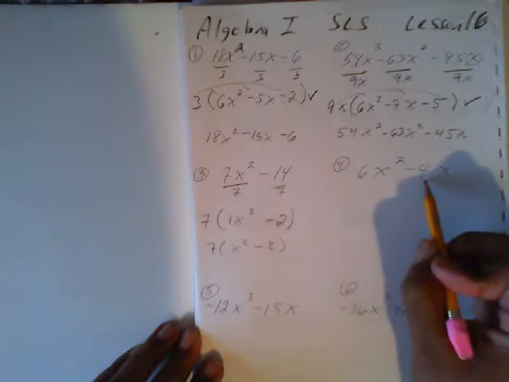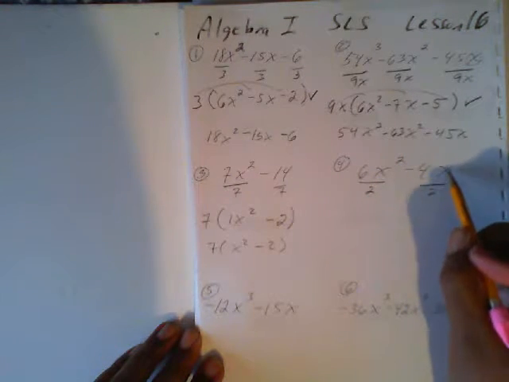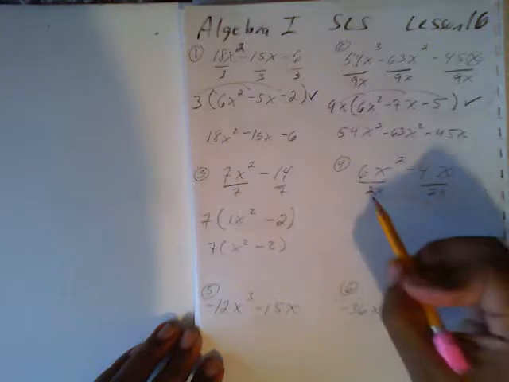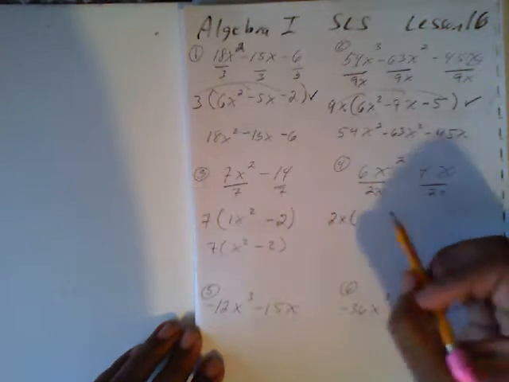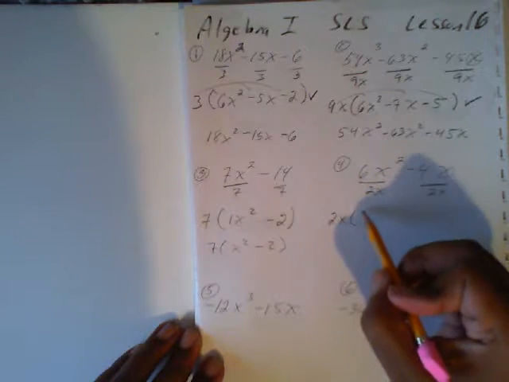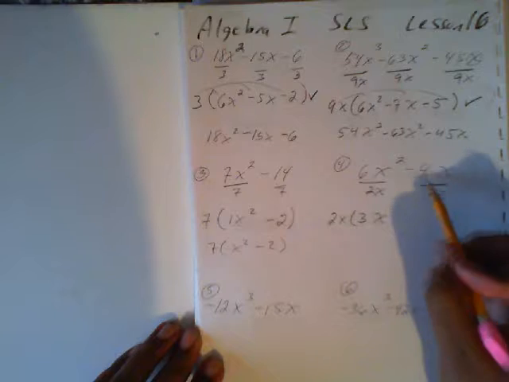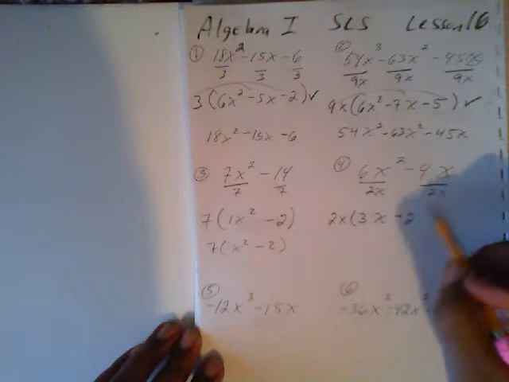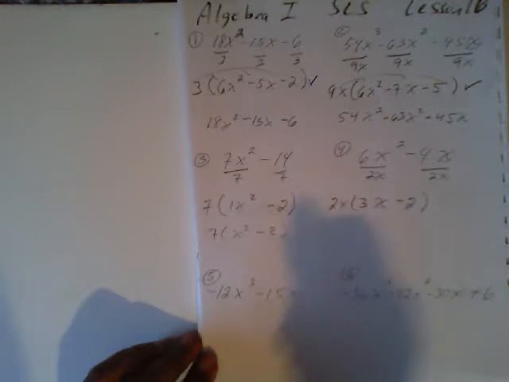Okay, here we have a 6 and a 4. They both can be divided by 2, so that's my greatest common factor. And it does end with an x, so the GCF also includes x. So our GCF is 2x. So we'll put our GCF out here, 2x. And then we'll say 6 divided by 2 is 3. X to the second power divided by x is x. Negative 4 divided by 2 is negative 2. And x divided by x is 1, which cancels. And that is it.